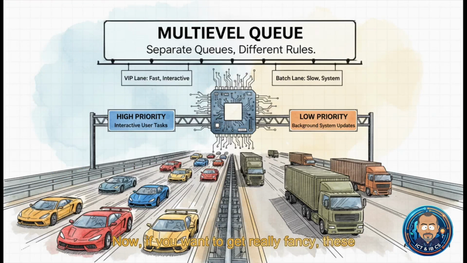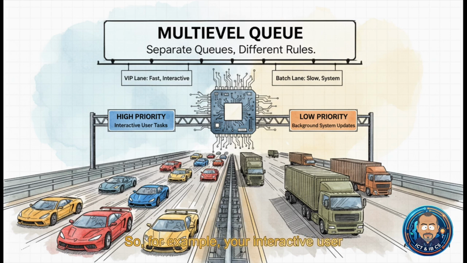Now, if you want to get really fancy, these algorithms can actually be combined into an even more complex setup called the multi-level queue. Instead of having just one giant waiting line for everything, the OS sets up several separate queues, permanently assigning processes to specific lanes based on what they actually are.